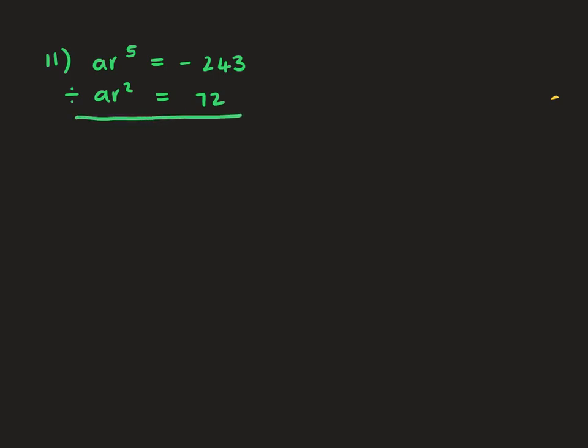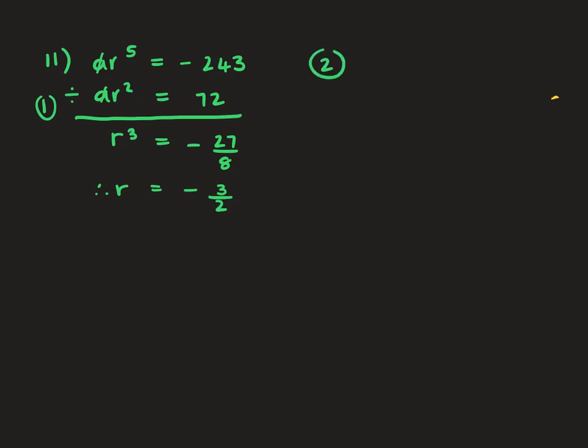First question says, determine the constant ratio. So we know that we're going to divide. That's going to be r cubed is equal to negative 243 divided by 72, and we get negative 27 over 8. So r is going to be negative 3 over 2. Okay, perfect. So that was part 1 of 11A.